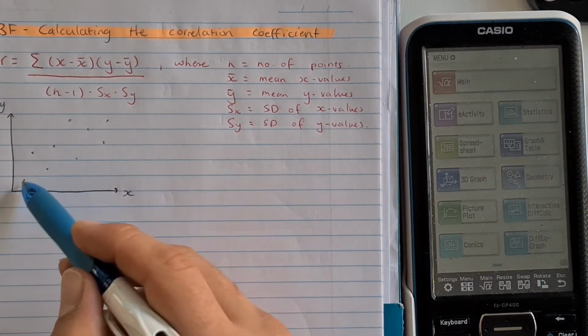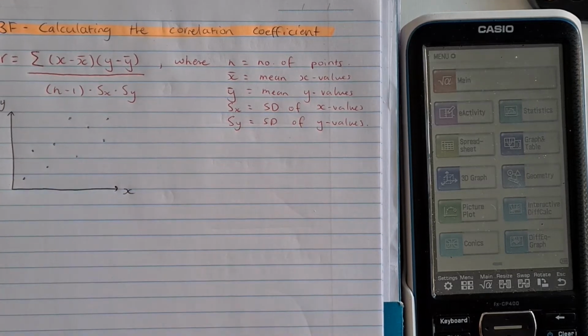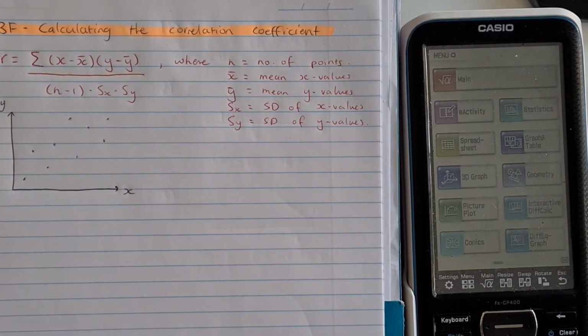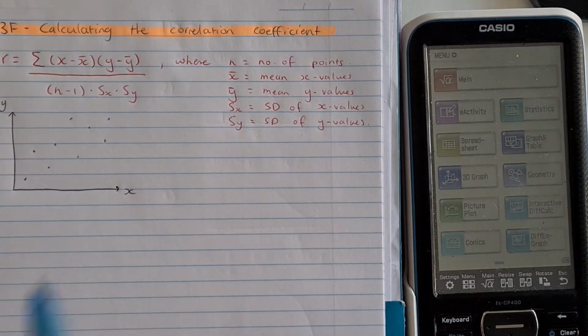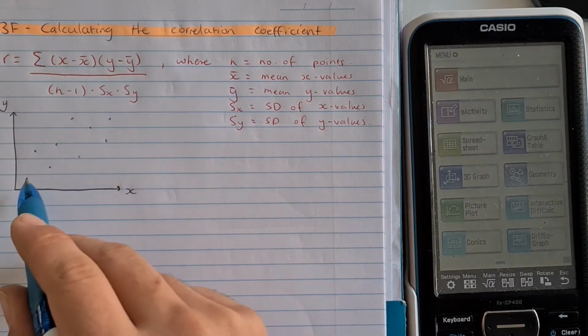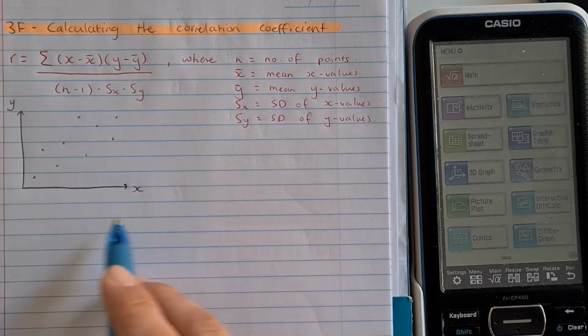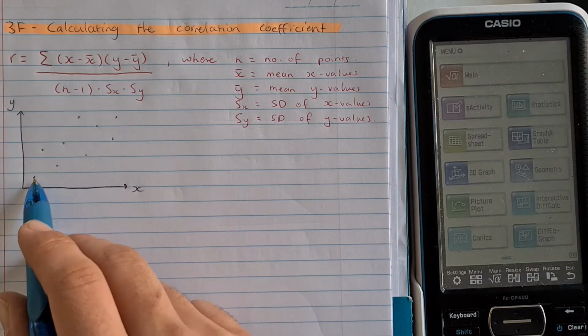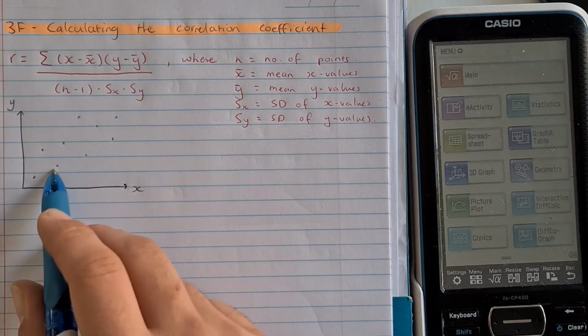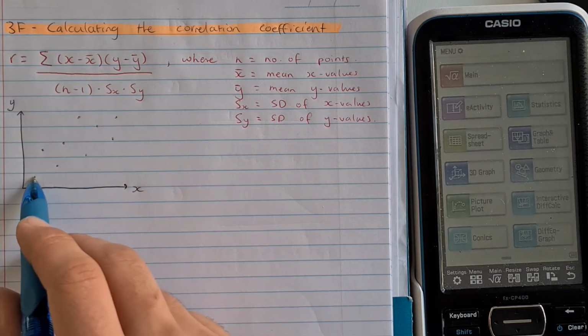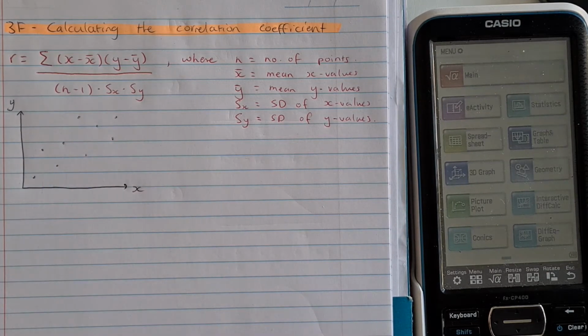Okay, you can see there is a bit of a trend there. It's not very strong, so maybe roughly 0.7. But you can see, for example, n here would be 1, 2, 3, 4, 5, 6, 7, 8, 9. N would be 9. Your x values are all these values here, and your y values, just the y values.